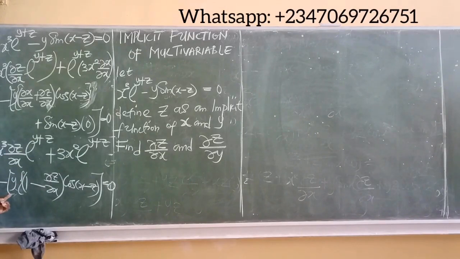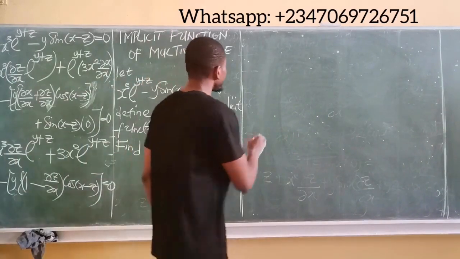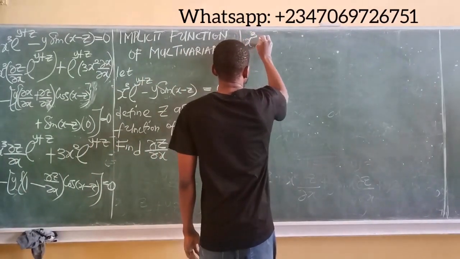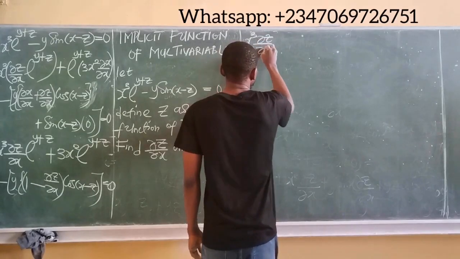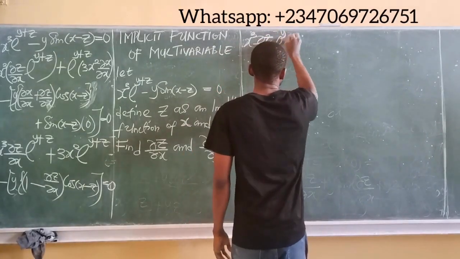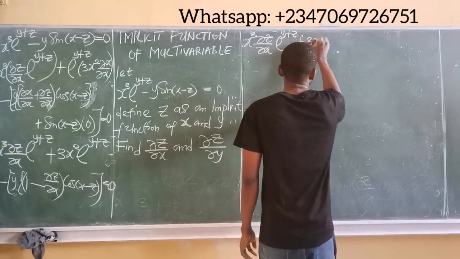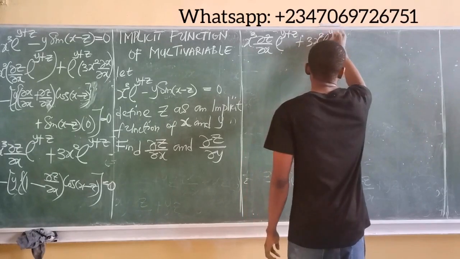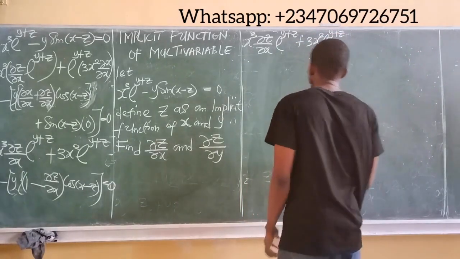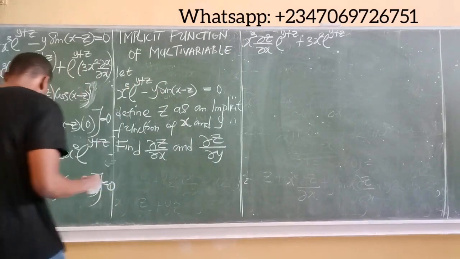Let's now expand this bracket here. We can expand this, evaluate this. I have (1 minus partial z partial x) multiplying y and multiplying (cos x minus z). So I will simply start with expanding this bracket with cos x minus z first. Okay, so I will simply have x cubed partial z all over partial x exponential y plus z plus 3x squared exponential y plus z.